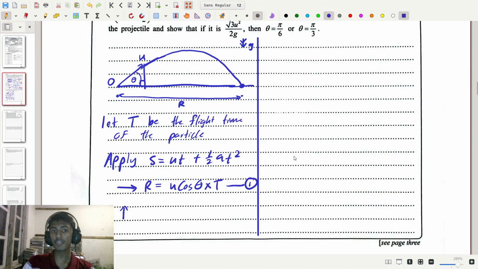If we now consider the vertical motion, in the vertical direction we can see from this point to this point, since the ground is horizontal, the vertical level of the starting point and ending point are the exact same.